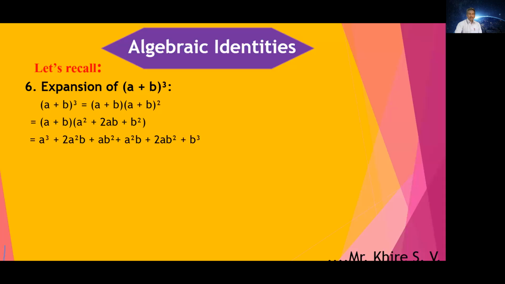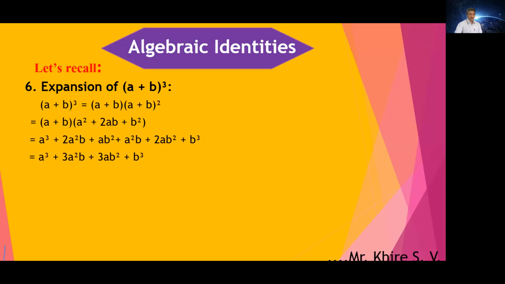Now multiply first bracket to second bracket. We will get a into a square is a cube. A into 2ab is 2a square b. A into b square is ab square. Then b into a square, we will get a square b. B into 2ab is 2ab square, and b into b square means b cube.